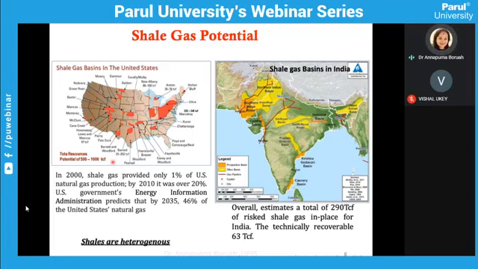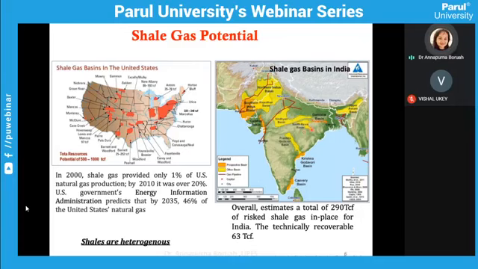In 2000, shale gas provided 1% of US natural gas production. By 2010, it was 20%. And it is predicted that by 2035, 46% of US natural gas demand will be fulfilled by shale gas. In India also, it is estimated that 290 trillion cubic feet of shale gas reserves are present, and out of this the technically recoverable amount is 63 trillion cubic feet. But these are based on a few basins only.